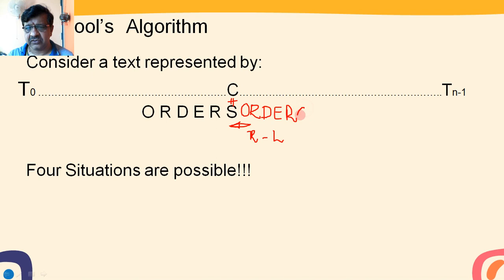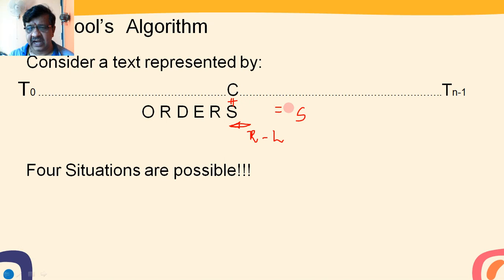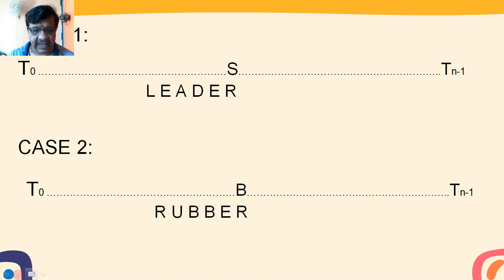In the first case, there is a mismatch in the very first character from right to left, and there is no existence of this character in the first m minus 1 characters of the pattern. Okay, then the shift is the size of the pattern. This is really the case one. The case two is something a little different.